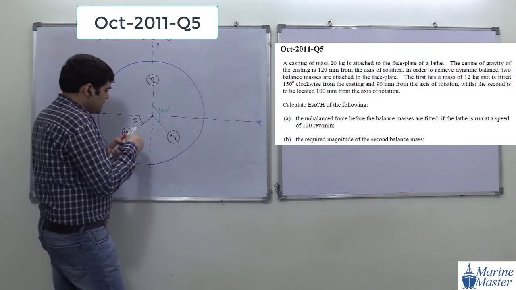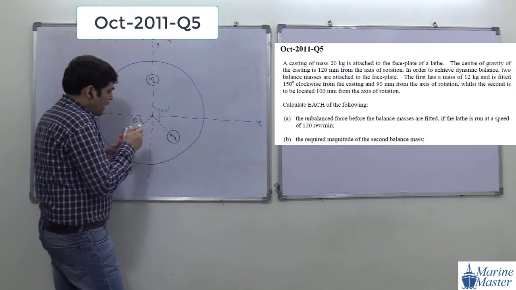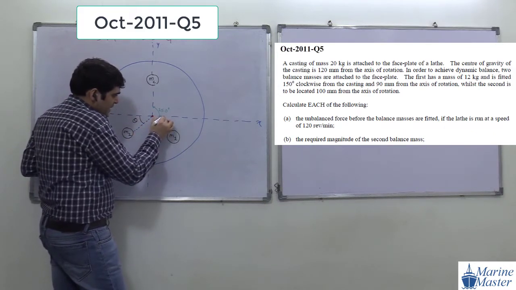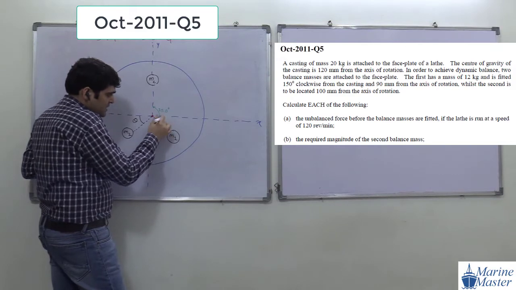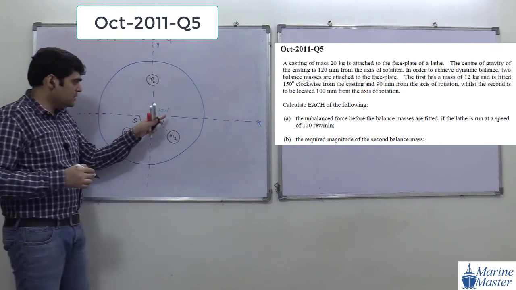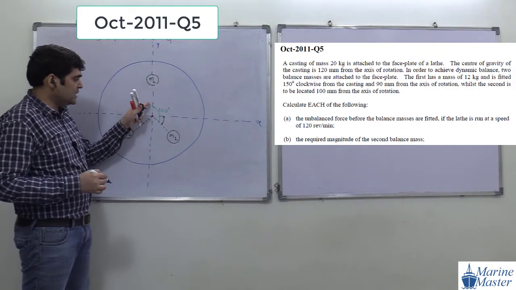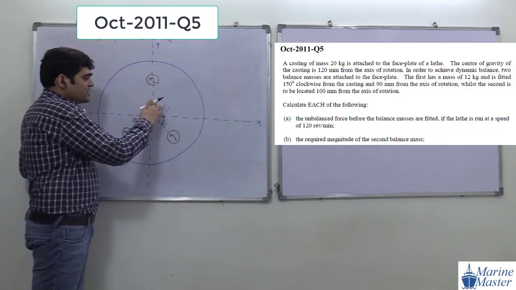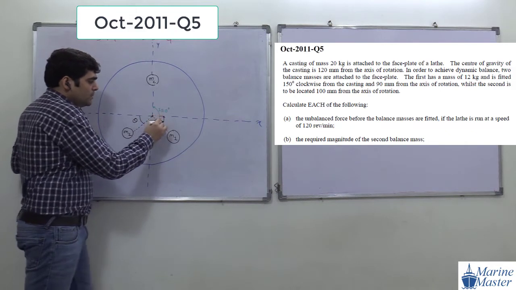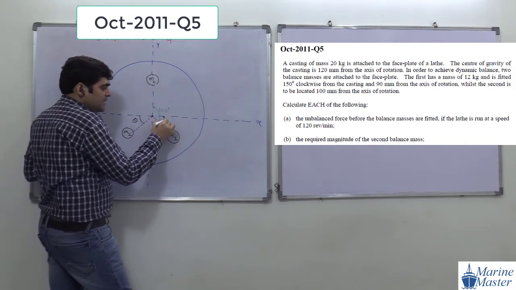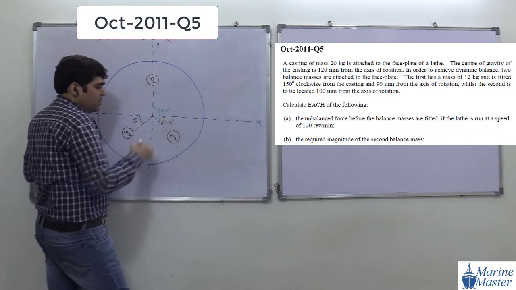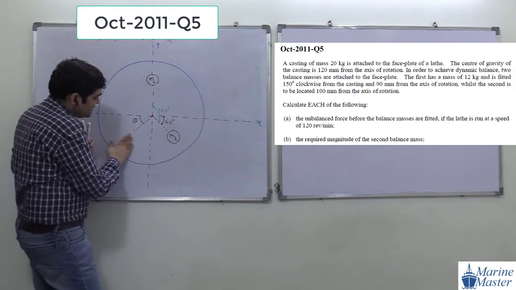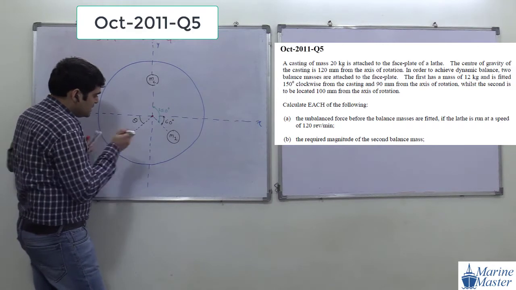Now the next scenario is, how much will be this angle here, from here to here? The total angle is 150 degree, and from 150 degree, if you subtract this 90 degree, 150 minus 90, this angle will be 60 degree. Now here, how many masses do we have?